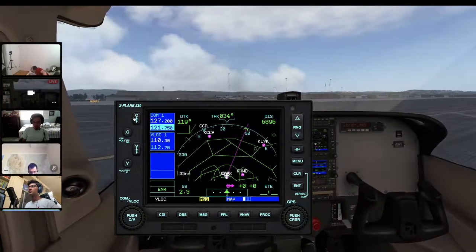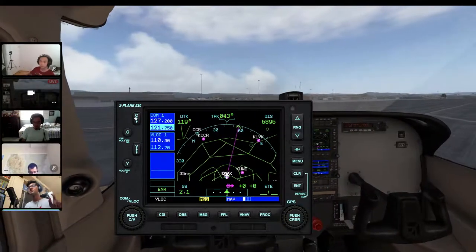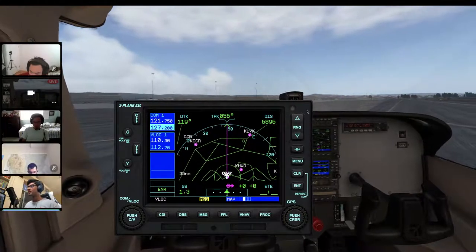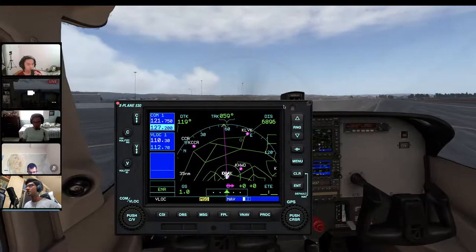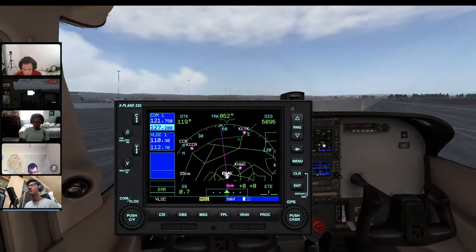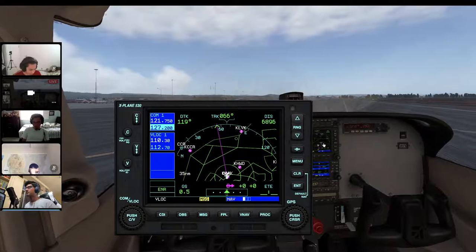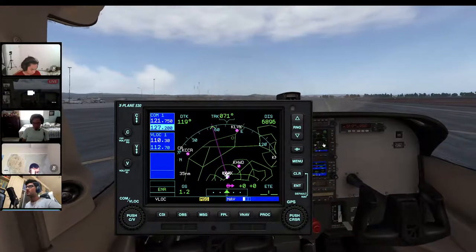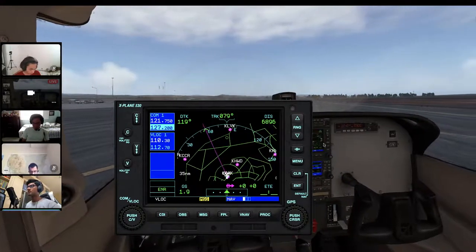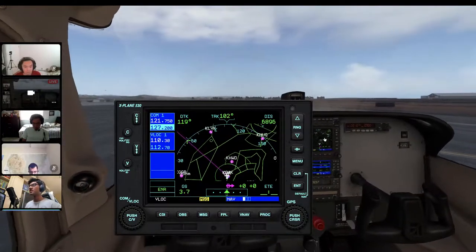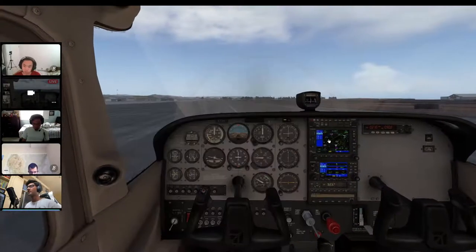So we're going to contact our ground controller once again to get our taxi instructions to the ramp. Oakland Ground, good evening, this is November 172 Papa Papa, requesting taxi to the general aviation ramp. November 172 Papa Papa, welcome back, Oakland Ground, taxi to parking via Charlie. To parking via Charlie, 172 Papa Papa, thank you.